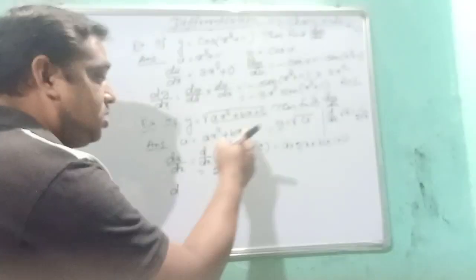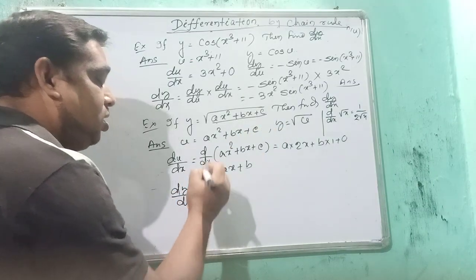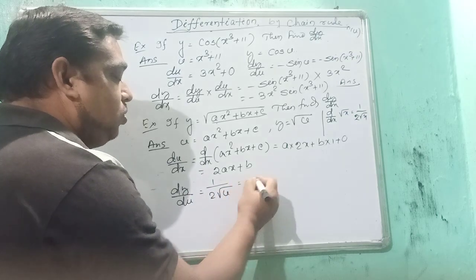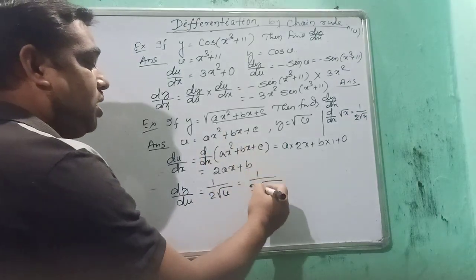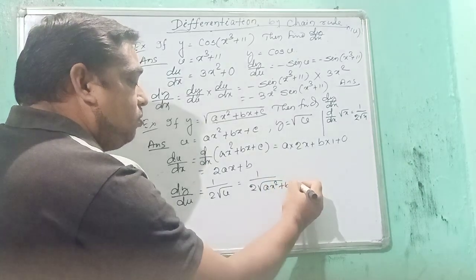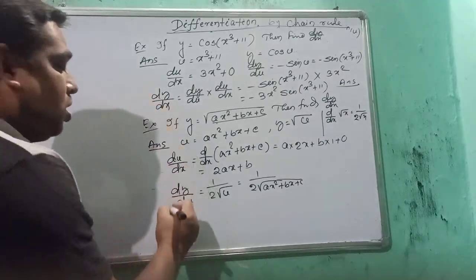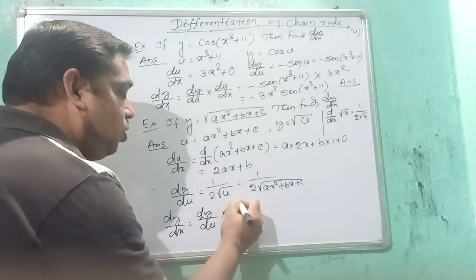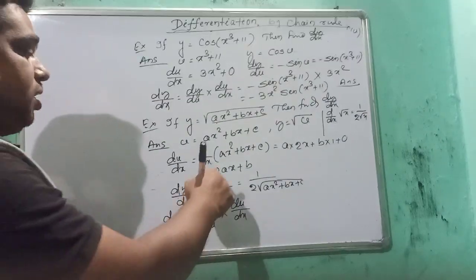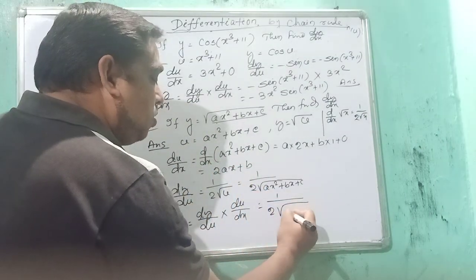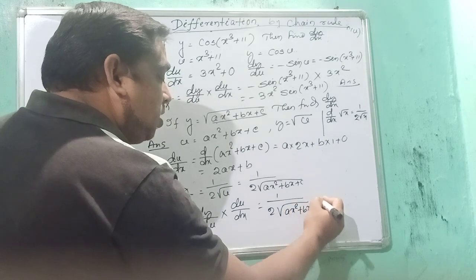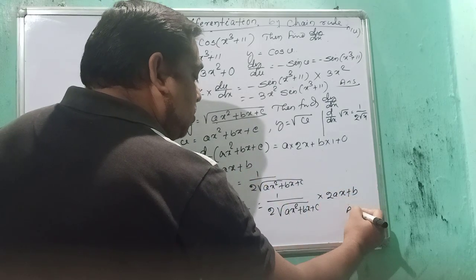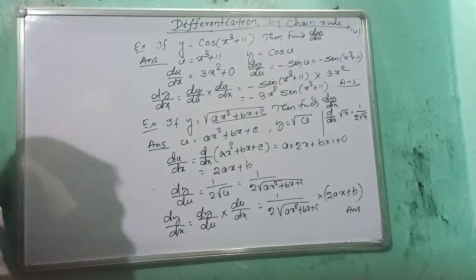Similarly, what is dy by du? The root x derivative is 1 by 2 root x, so it's 1 by 2 root u, and root u is ax squared plus bx plus c. Then according to the chain rule, dy by dx is equal to dy by du into du by dx. dy by du is 1 by 2 root over of ax squared plus bx plus c, into du by dx, which is 2ax plus b. That is the required answer: 2ax plus b divided by this one.